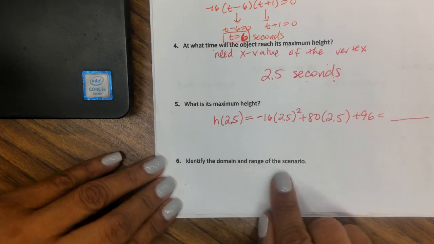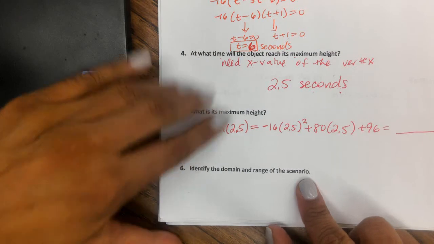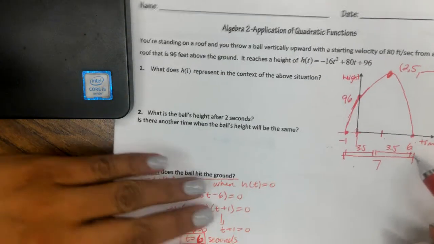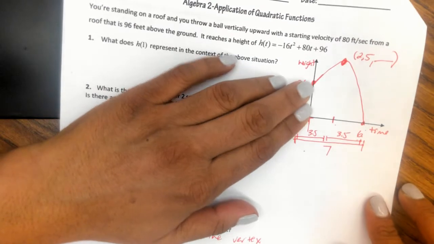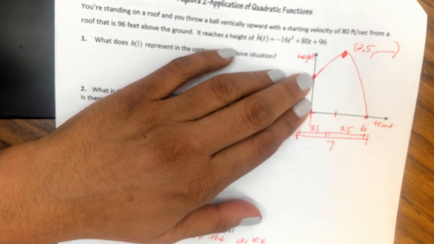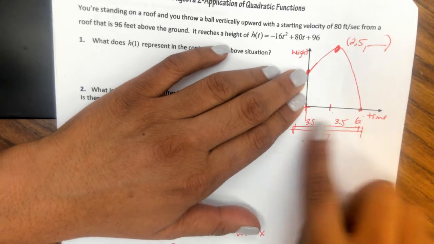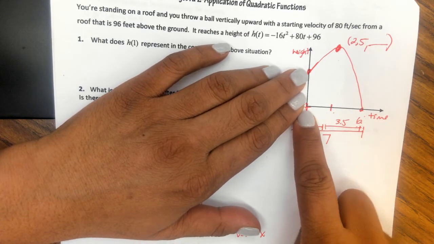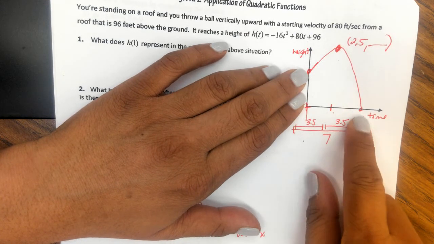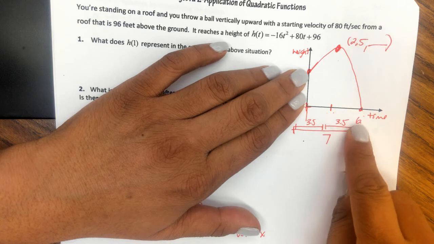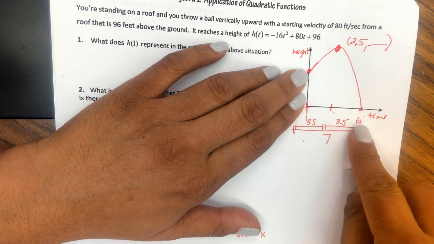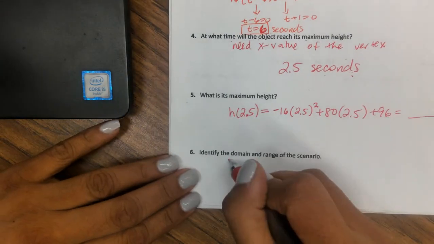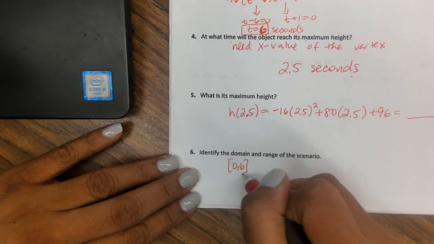Identify the domain and the range of this situation. So I think the graph is really helpful. So the domain and the range, and we're not looking at this negative part because time can't be negative. So domain are the x values. My smallest x value is 0, and my largest x value is 6. Because after 6 seconds, this whole story ends because the ball hits the ground at 6 seconds. So my domain is from 0 to 6.